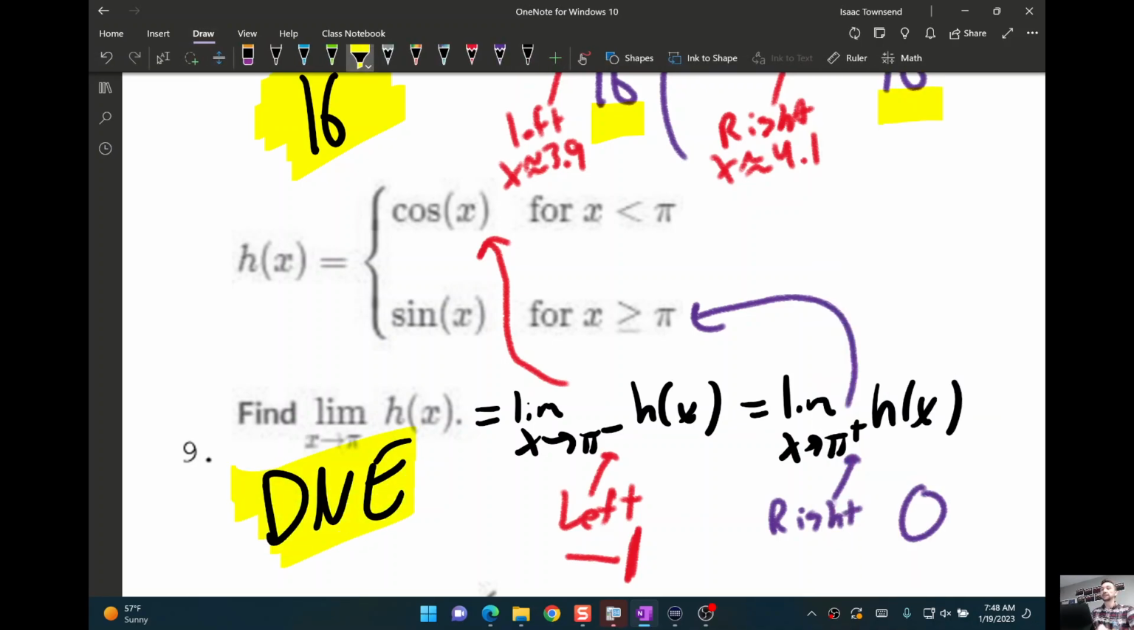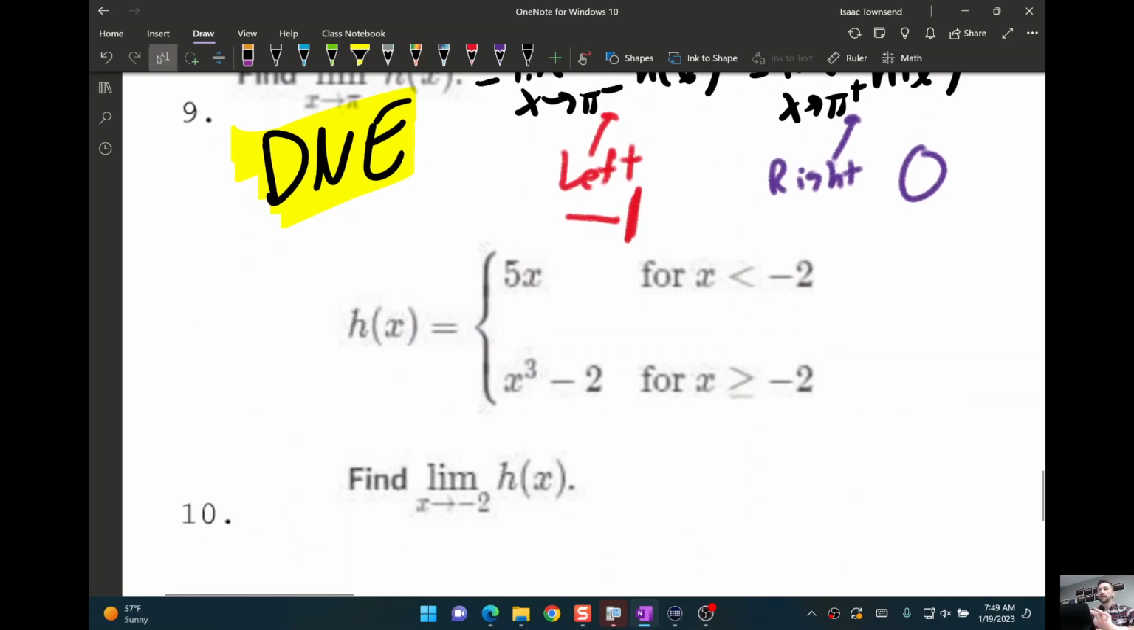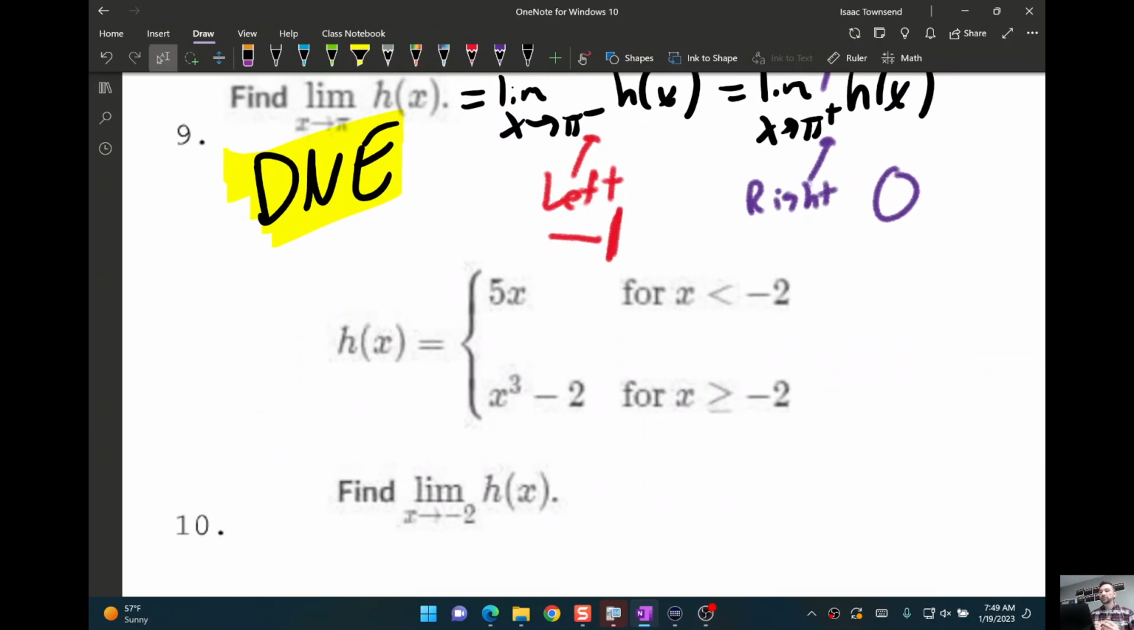So the answer to that is does not exist. Same thing we were doing on day 1, it's just that we have a piecewise function instead of a graph. We're determining what y value is approaching from the left, what y value is approaching from the right. If they're the same, that's the answer we get, like in number 8. And if they're different, then the limit doesn't exist, which is what happened in number 9. Okay, I would like you to try question 10 and see what you get.